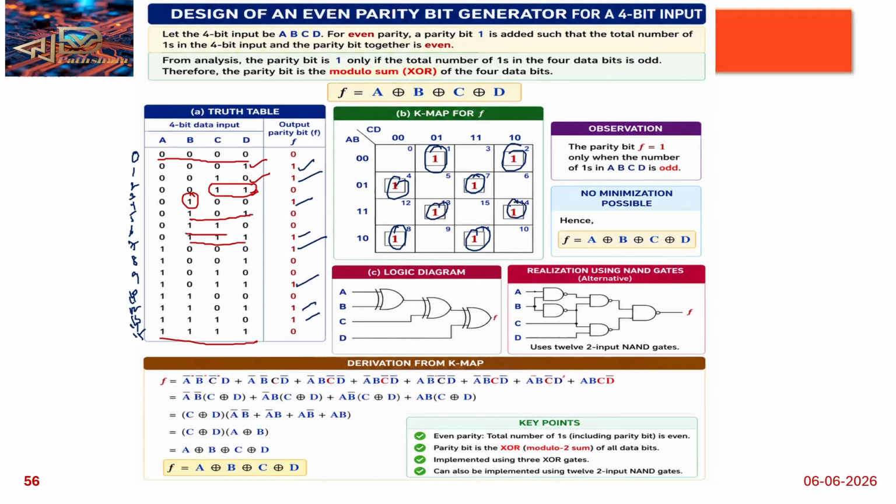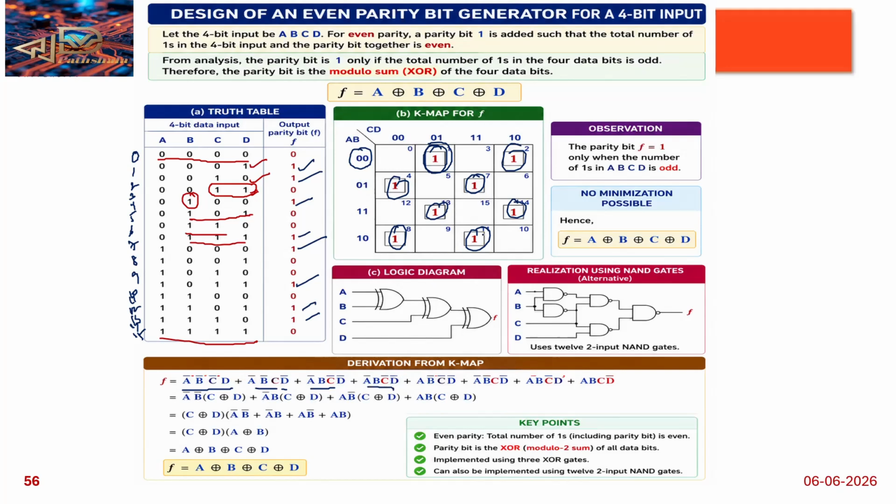Then tell me the Boolean expression. See, there is no need to form the pair, quad, octet, all these possibilities. Only single values we are getting. Then simply we can write that. What is the equation we are getting? A bar, B bar, C bar, D. Okay, A bar, B bar, C bar, D. And then next one, A bar, B bar, C, D bar. Okay, and then third one, A bar, B, C bar, D bar.